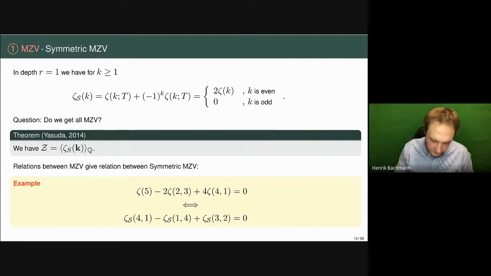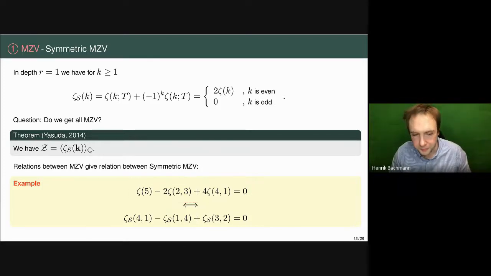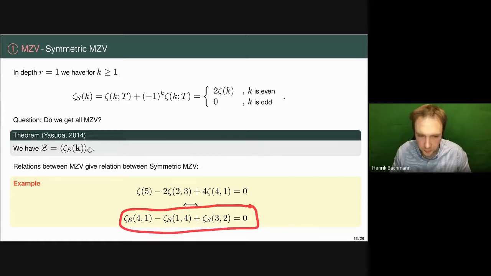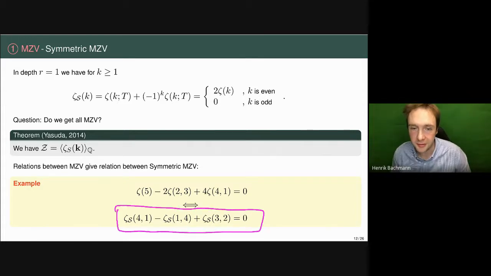Yeah, and so in particular, if we have relations among multiple zeta values, we can also obtain relations among these symmetric multiple zeta values, because they span the same space and they are just linear combinations of each other. So for example, if you use double shuffle relations to prove this relation, you can show that this is equivalent to this relation here. Maybe try to remember this relation, because this will also appear again later in another form. So zeta S(4,1) minus zeta S(1,4) plus zeta S(3,2) equals 0.